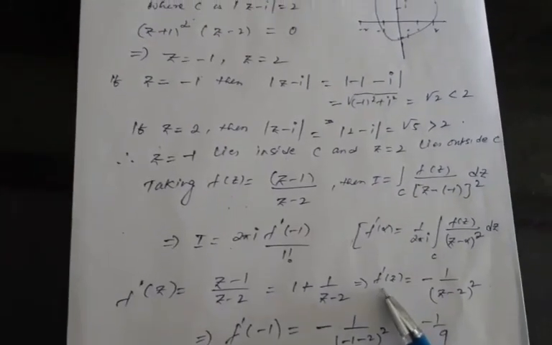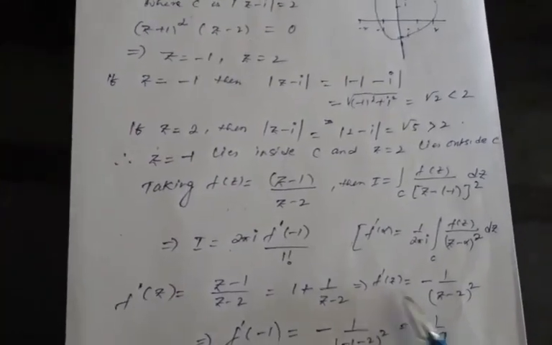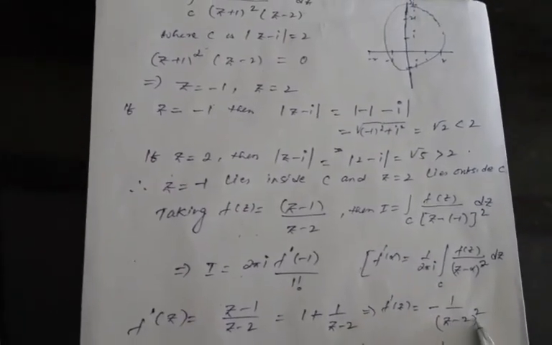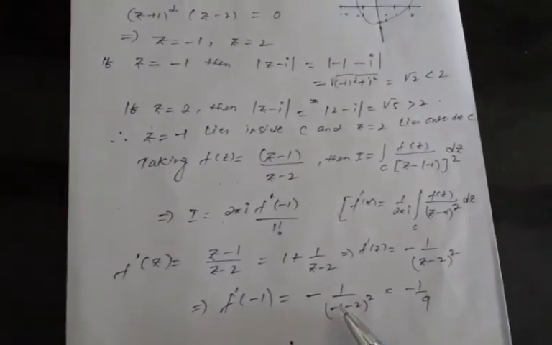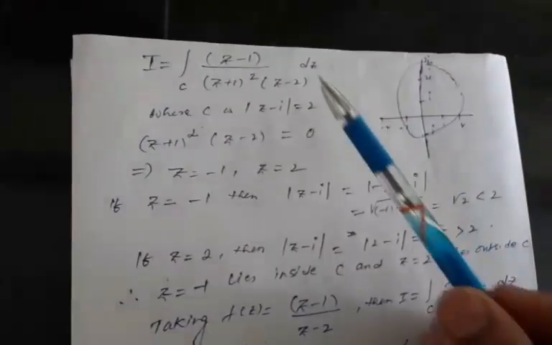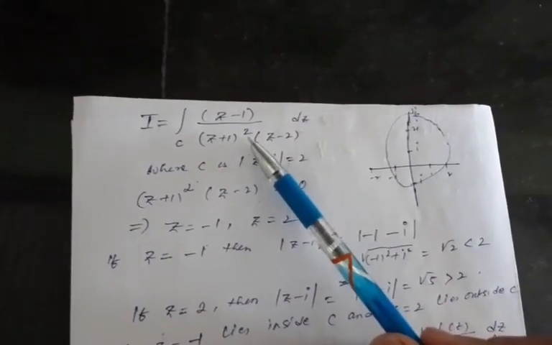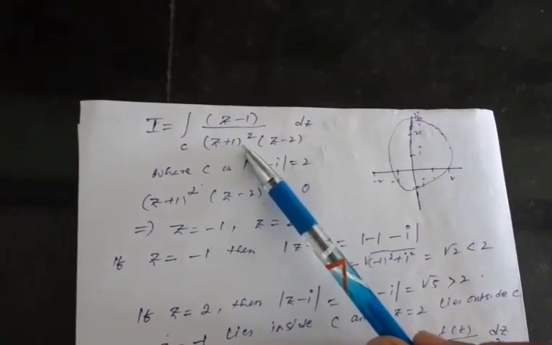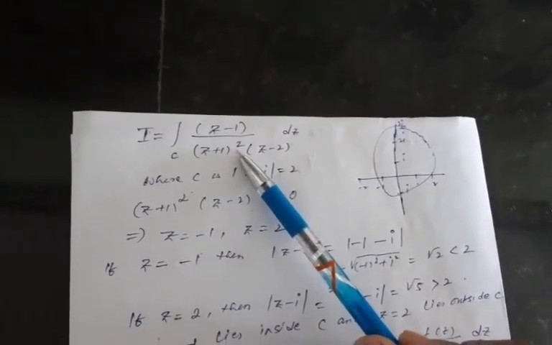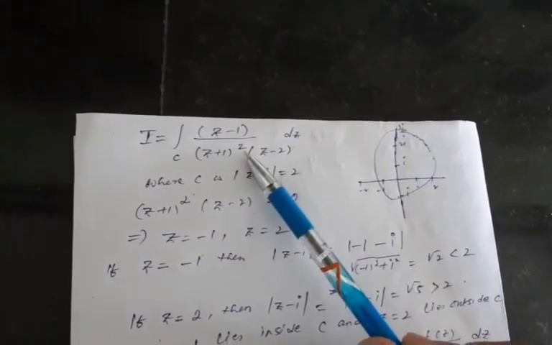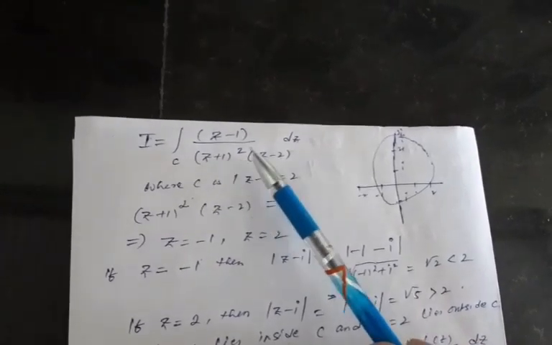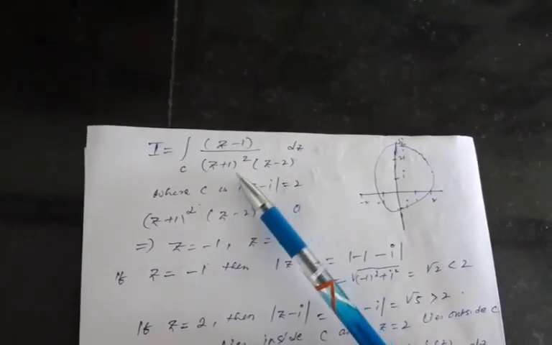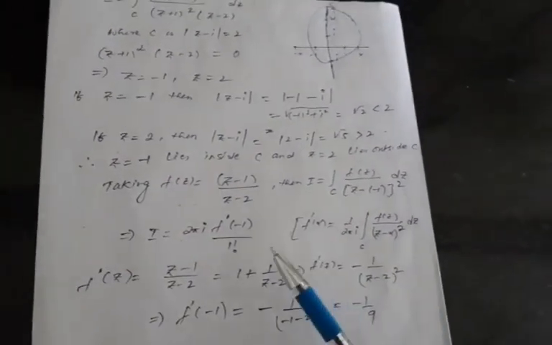Now differentiating this, we get minus 1 by (z minus 2) whole square. In the denominator there is a power 2 of z plus 1. Okay, so we cannot use a simple Cauchy integral formula, but we have to use Cauchy integral formula for the derivative of an analytic function. So that is why we are doing differentiation of f(z).